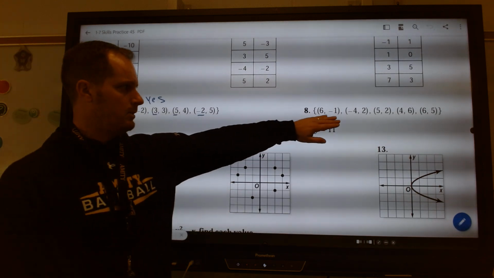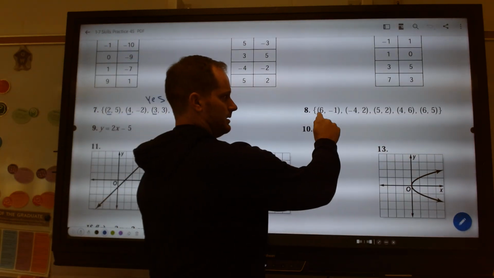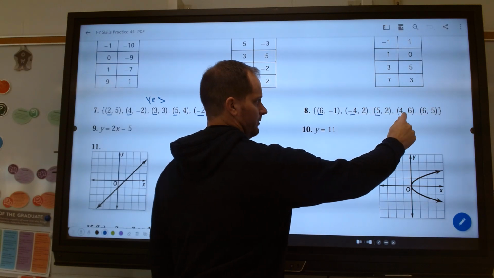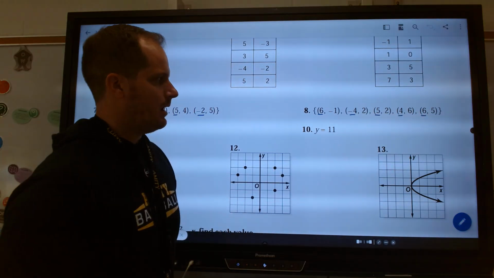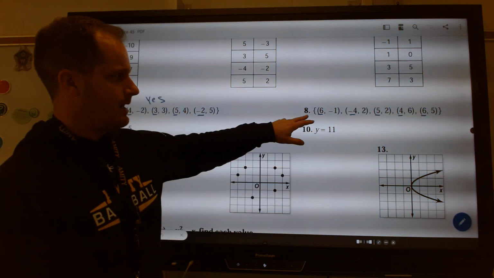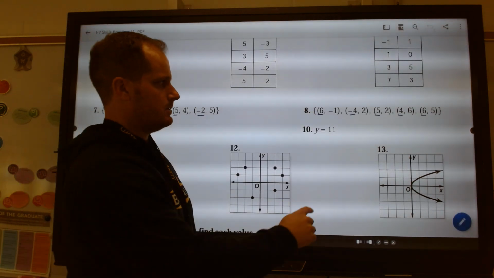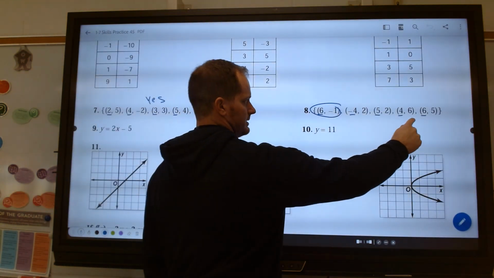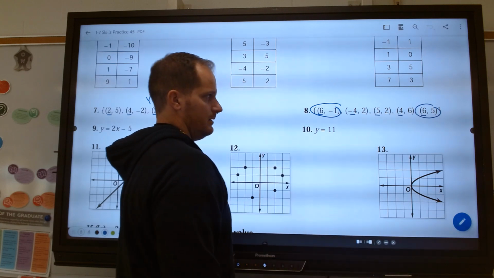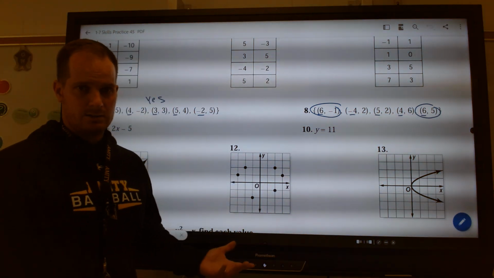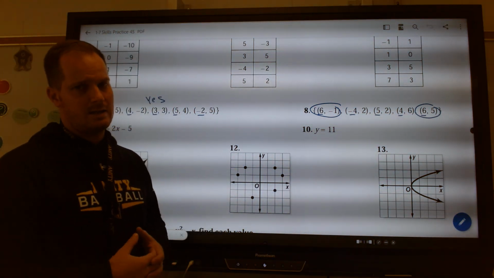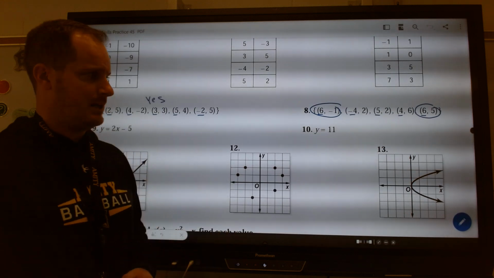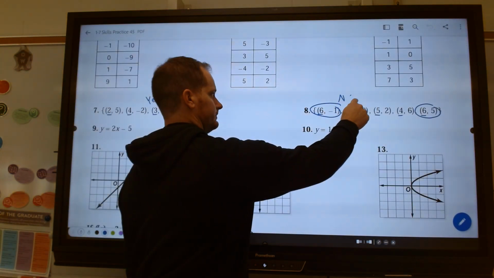Same thing over here, if you look, you'll notice that 6, -4, 5, 4, and 6, those are all our inputs. And you'll see that 6 is mapped to -1, and 6 is mapped to 5. So can that be a function? The answer is no. 6 cannot have two outputs for the same input, so this is not a function.